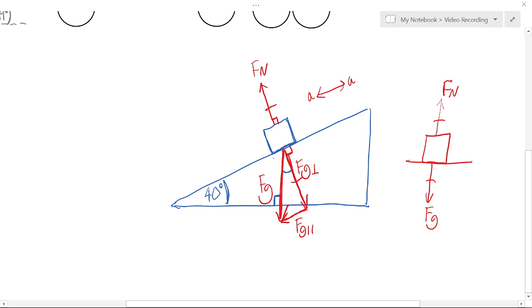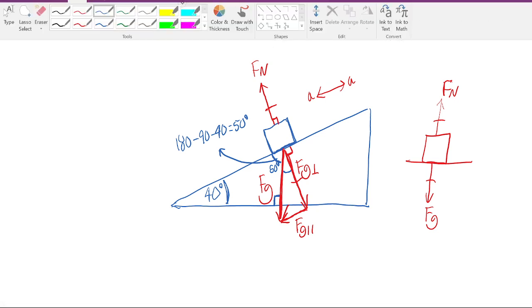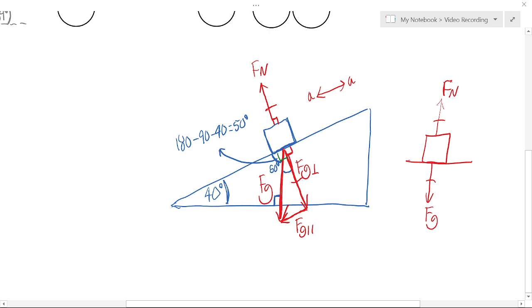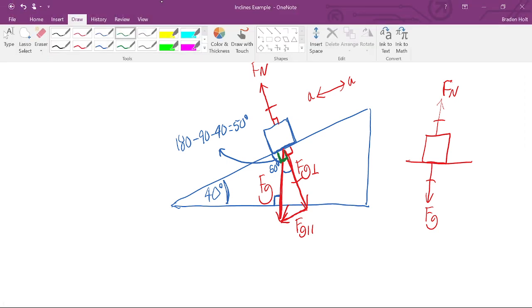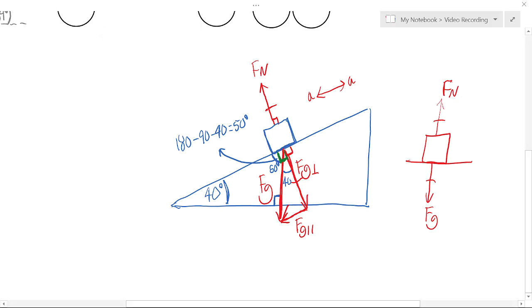There's 180 degrees in a triangle. So this angle must be 180 minus 90 minus 40 equals 50 degrees. So here is 50 degrees. Now I also know, here I'll change colors to try and make this more clear, this to Fg perpendicular is 90 there. So if this is 90 and that's 50, well, 90 minus 50 is 40. So we get the same angle as under the ramp.